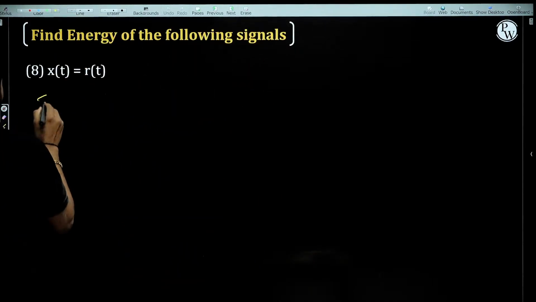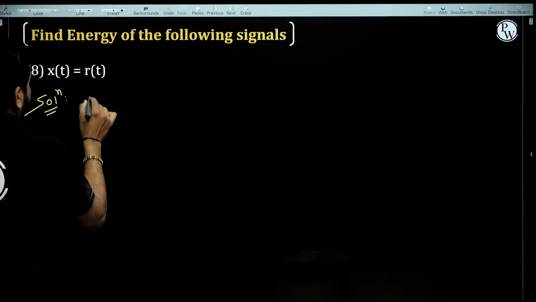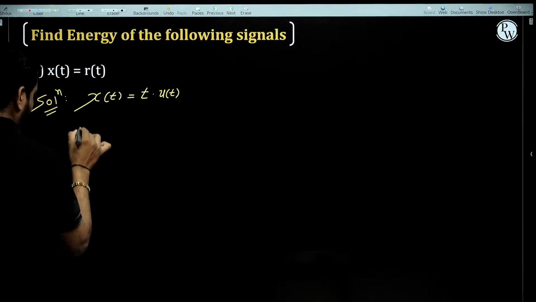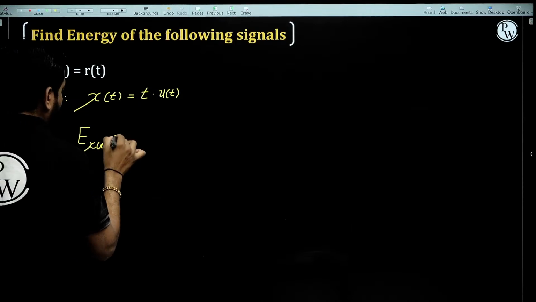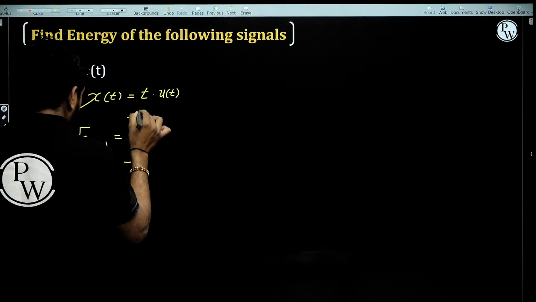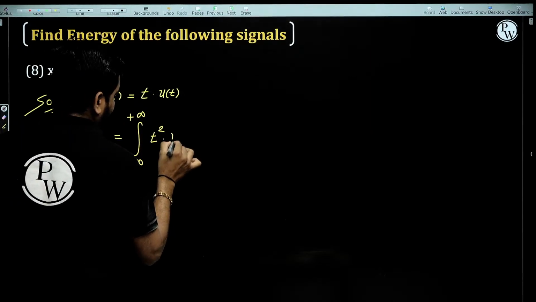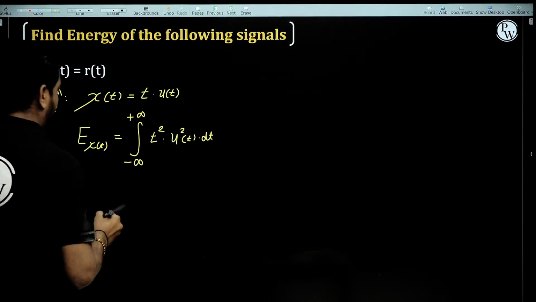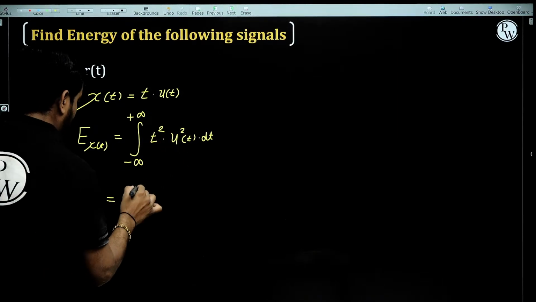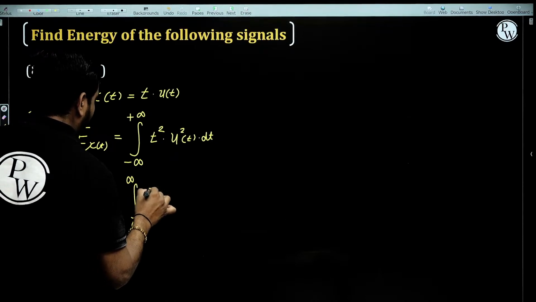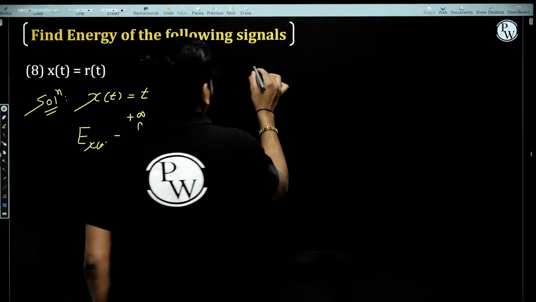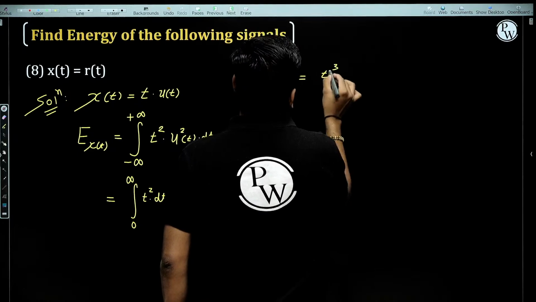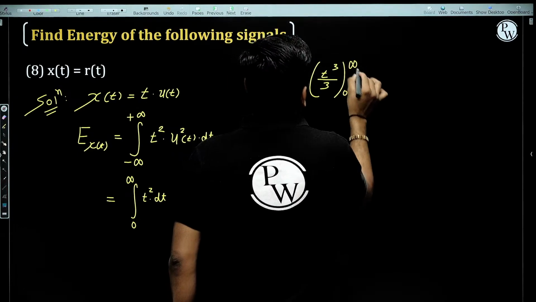So let us consider this signal and calculate its energy. We know that r of t is nothing but t into u of t. Energy of this signal is the integration from minus infinite to plus infinite of the square of this function. We know that u of t equals 1 for t greater than 0. So if you replace u square of t with 1, the limit will be 0 to infinite, t square dt. Again you can see, guys, the energy of this ramp function is t cube divided by 3, from 0 to infinite.